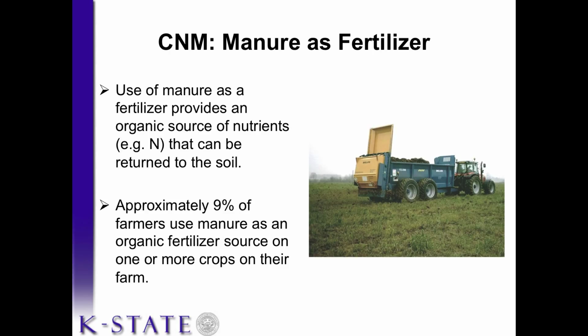Given that Kansas is the 2nd largest beef producing state in the United States, only 9% of farmers use manure as an organic fertilizer source. Not as wide as I think we'd expect on their farms, but people are using the manure. And I think one of the limitations is how much manure can I put on my field without over-applying. And a big one is nitrogen and phosphorus limits.